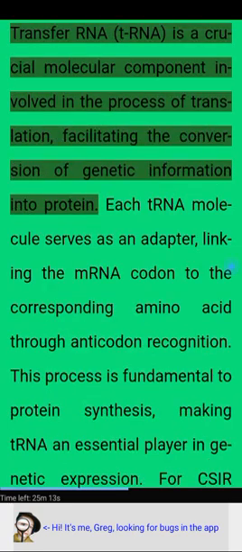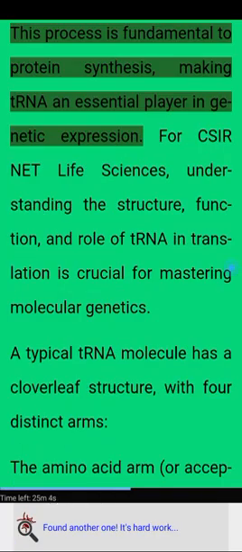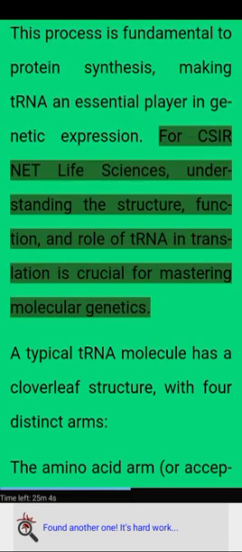Transfer RNA, tRNA, is a crucial molecular component involved in the process of translation, facilitating the conversion of genetic information into protein. Each tRNA molecule serves as an adapter, linking the mRNA codon to the corresponding amino acid through anticodon recognition. This process is fundamental to protein synthesis, making tRNA an essential player in genetic expression. For CSIR NET life sciences, understanding the structure, function, and role of tRNA in translation is crucial for mastering molecular genetics.